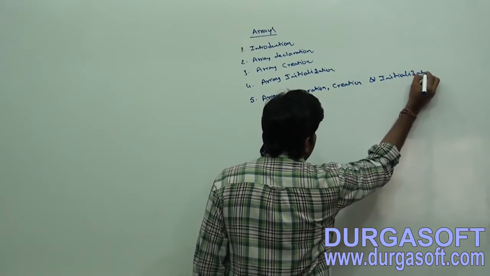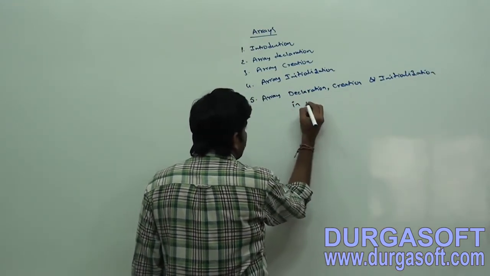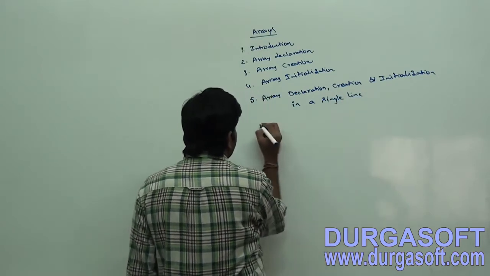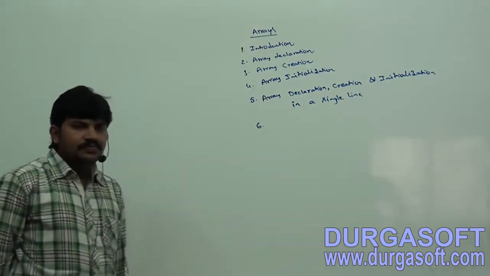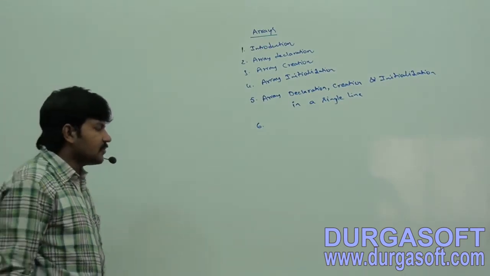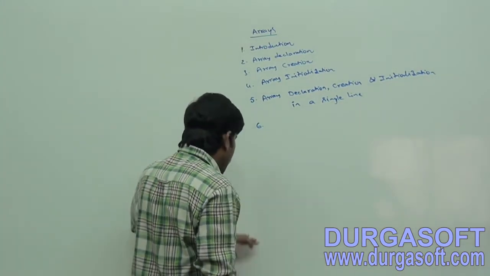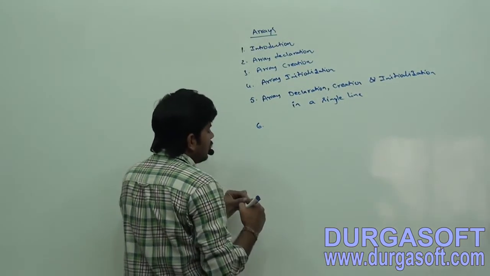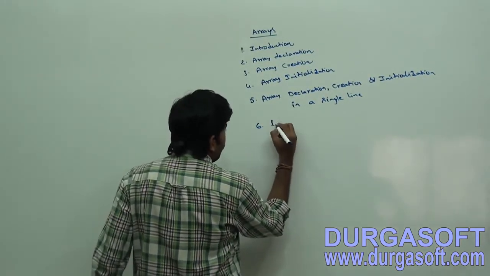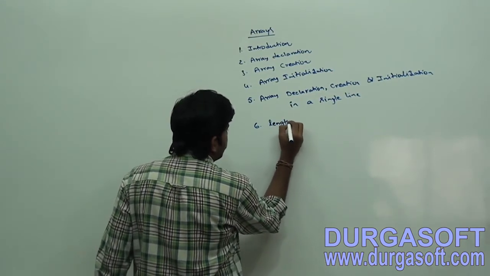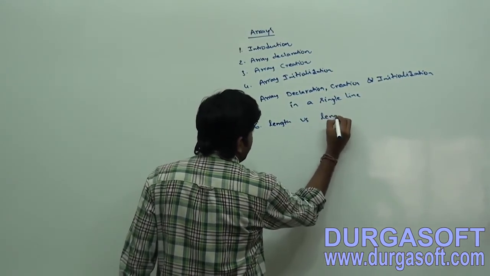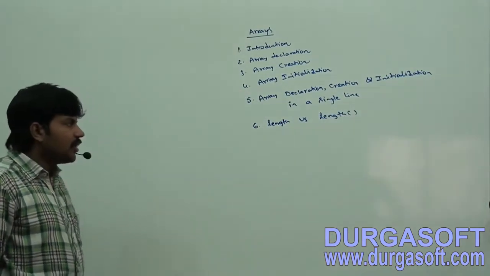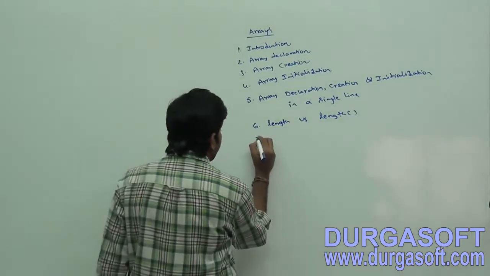Array declaration, creation and initialization in a single line. Next, length versus length. Sir, in Java the length variable is there, and the length method is there. So what is the difference between length and length?